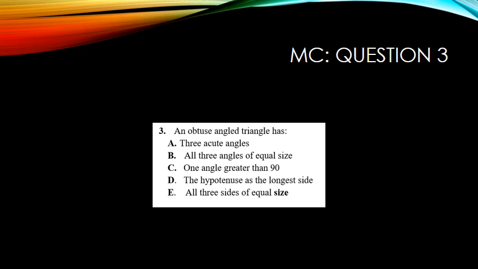Okay, an obtuse angled triangle has, the first one says 3 acute angles. Well, if it has 3 acute angles, it doesn't have any obtuse angles. So we can probably cross out that one. The next one, 3 angles of equal size. Well, we know what that's called. If any triangle has 3 equal sides or 3 equal angles, it's an equilateral triangle. So that can't be the name. And we can also cross out E. That says all 3 sides are of equal size.